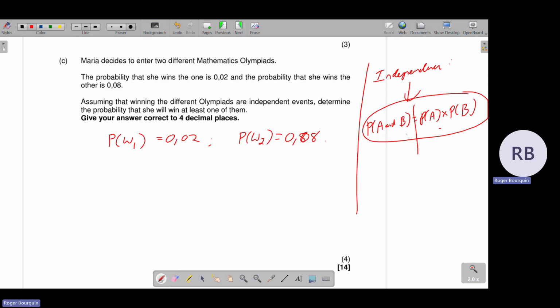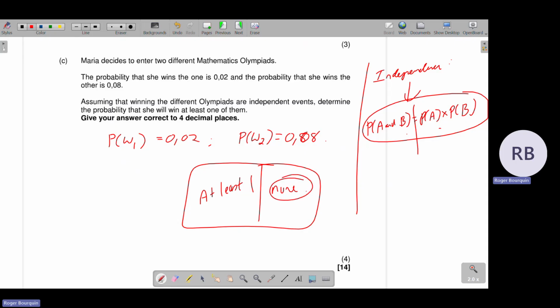Either you win at least one, or you win none. This represents winning once, winning twice, winning both, winning one of them only. So these are complementary events. Do you agree with me? What does complementary mean? It takes up the whole sample space. Either you win at least one or you win none. This is going to be easier to work out, because these probabilities take up the whole sample space.